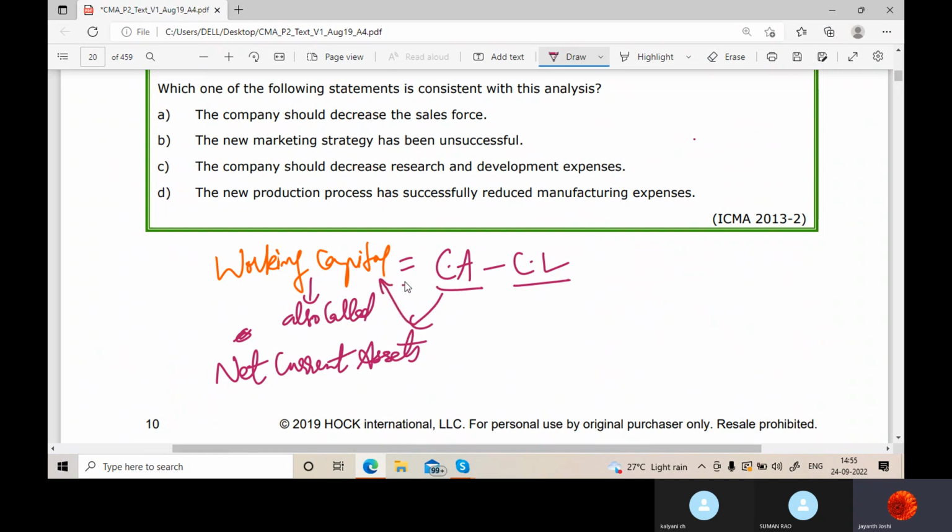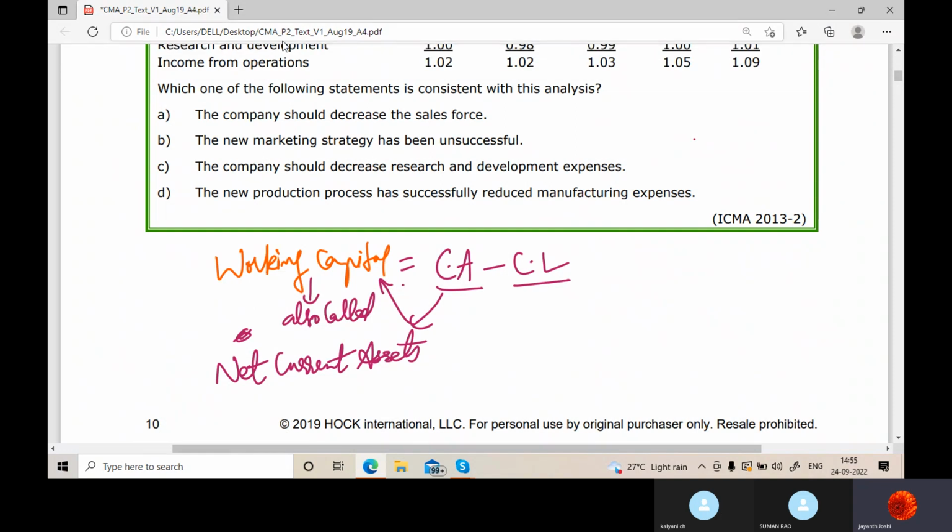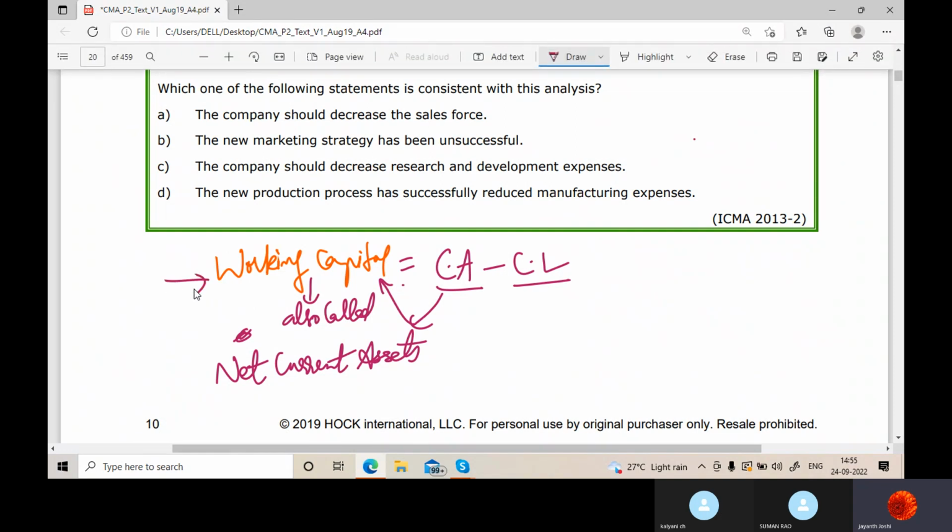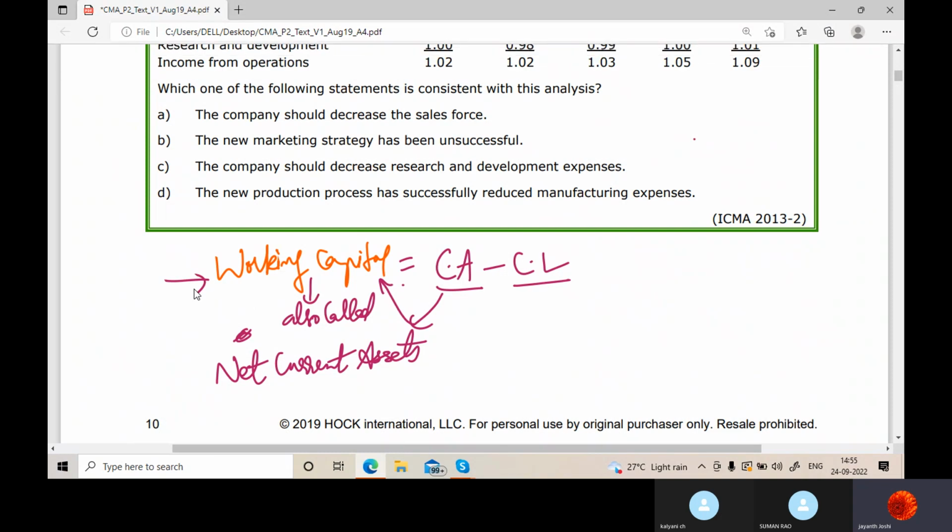This is formula wise. Now concept wise, working capital is such a fund which is utilized by businesses to run their daily routine activities smoothly. So to run the daily activities smoothly, businesses require certain funds. That fund is nothing but the working capital.